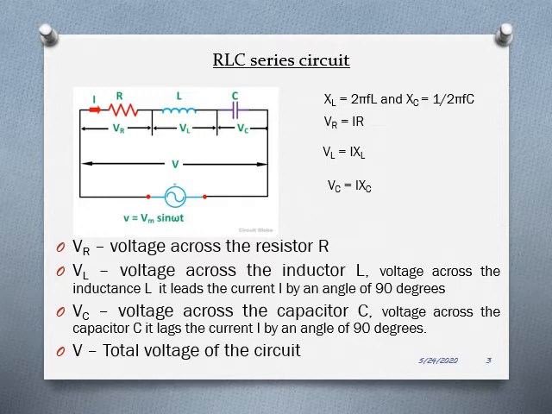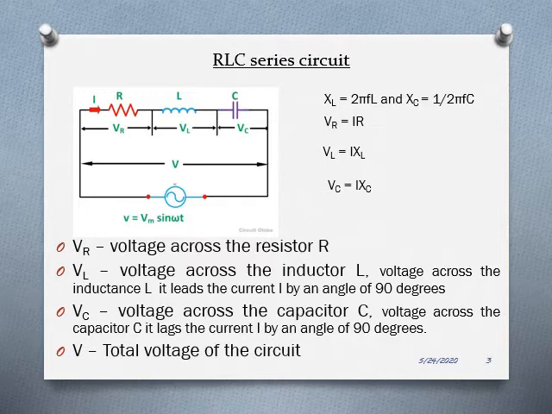In RLC series circuit, all the three elements resistor, inductor and capacitor denoted by R, L and C are connected in series and applied across an AC voltage whose instantaneous value V is equal to Vm sin omega t. Since it is a series connection, the same current I will be flowing through all the three elements. The voltage across the resistor is VR, which is equal to IR.